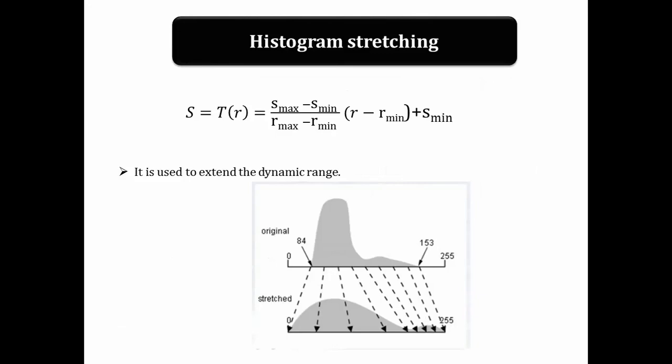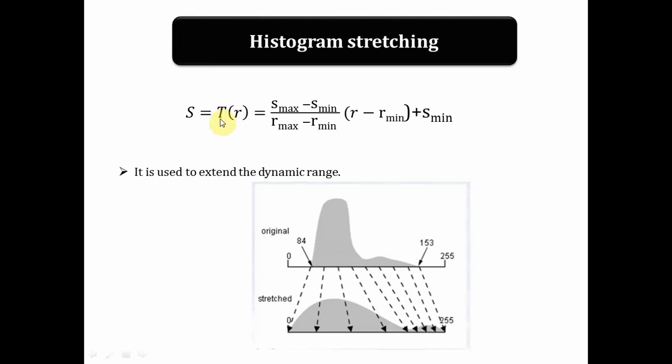Now the first type is histogram stretching. The basic simple formula for this histogram stretching is that the modified image S can be represented by a transformation on input image R. S is the output image, R is the input image, and T is the transformation.